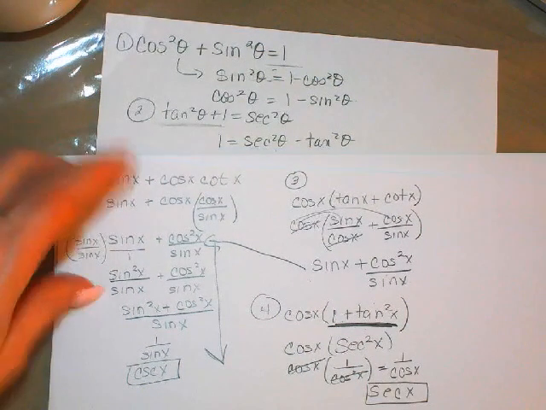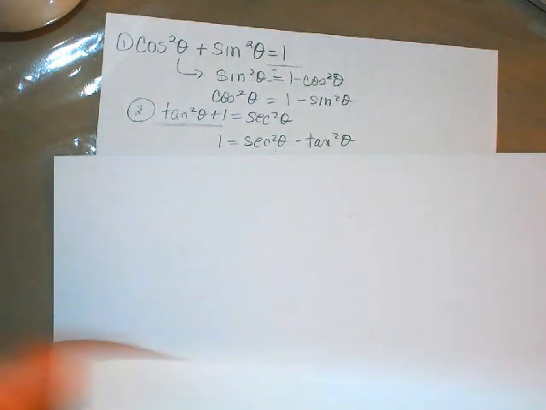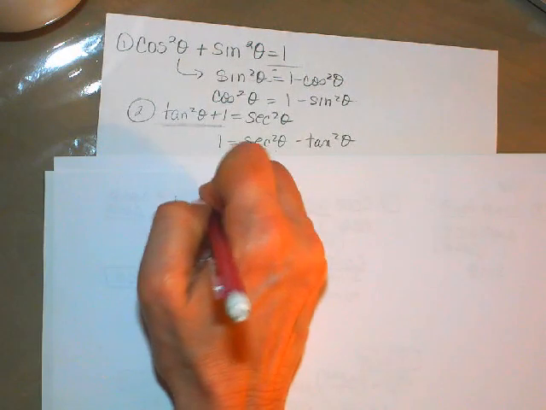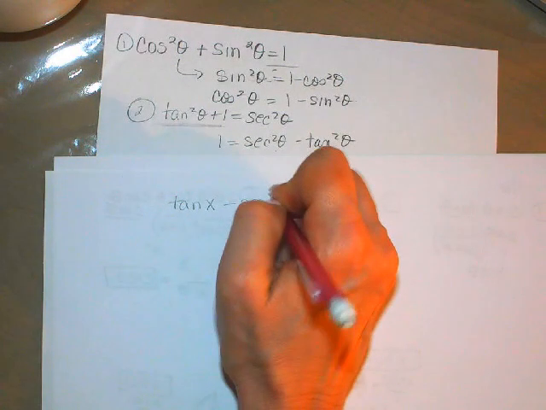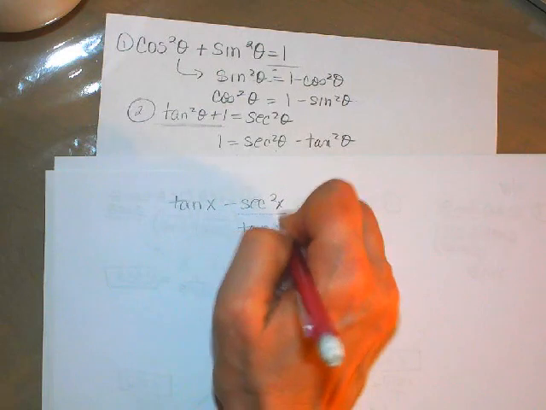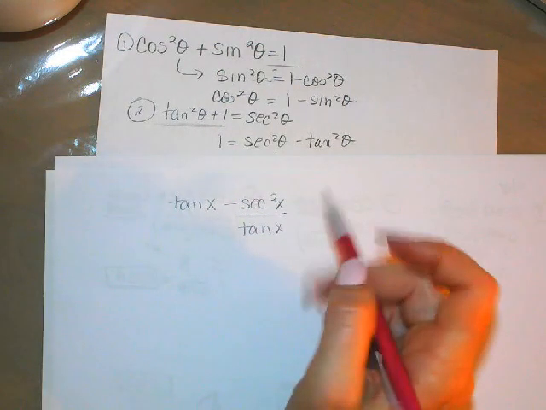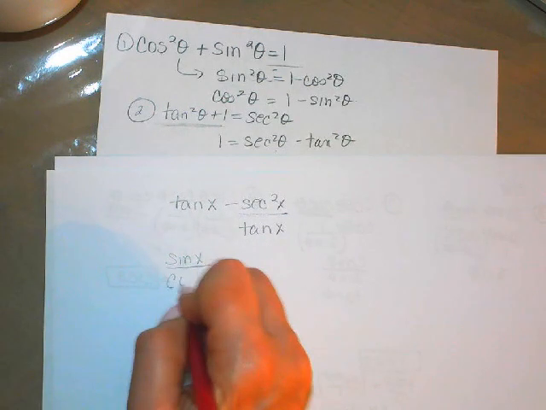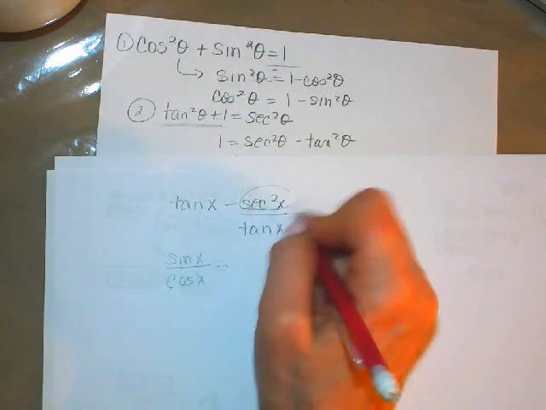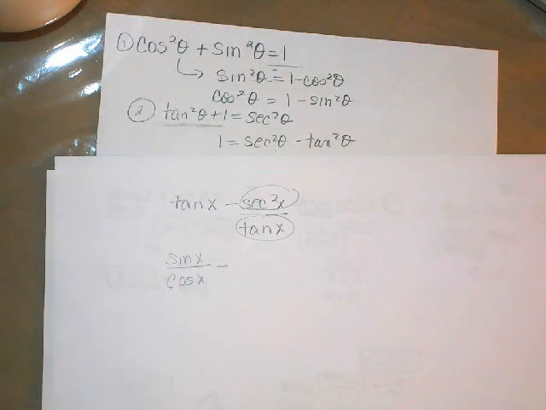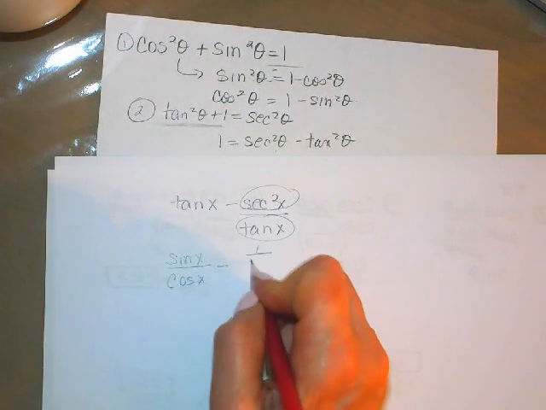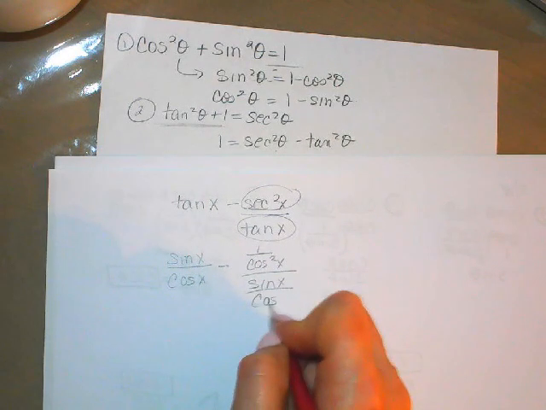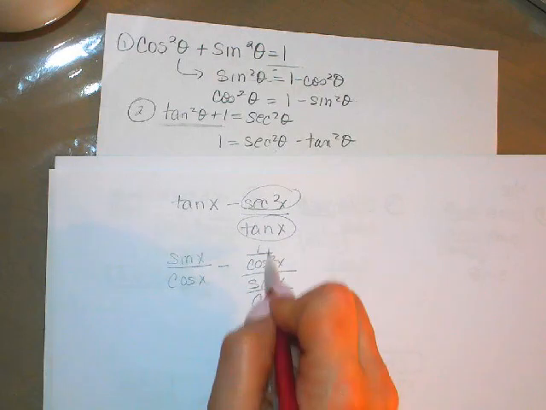That's what happened there. All right, let me get a new piece of paper for number 5, because it was a doozy. Oh, I'll just flip this over. Number 5 is tangent x minus secant squared x over tan x. What I did first was change tangent into sine x over cosine x. I changed this and I changed this. This is really 1 over cosine squared x. This is really sine x over cosine x.